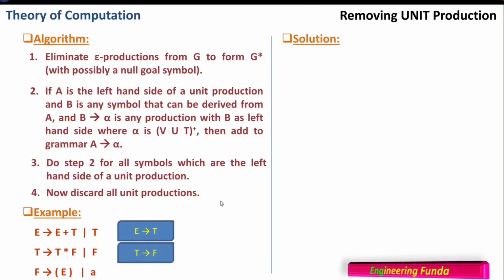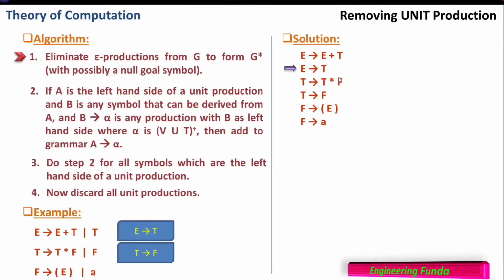Let us start solving this problem, the given example. To make it easy to understand, I have written each production on a different line. Step number 1 says eliminate all the null productions, but for this given example there is no null production. If there is a grammar which contains null productions, then we have already seen how to remove them. But for this example there is none, so step number 1 can be skipped.